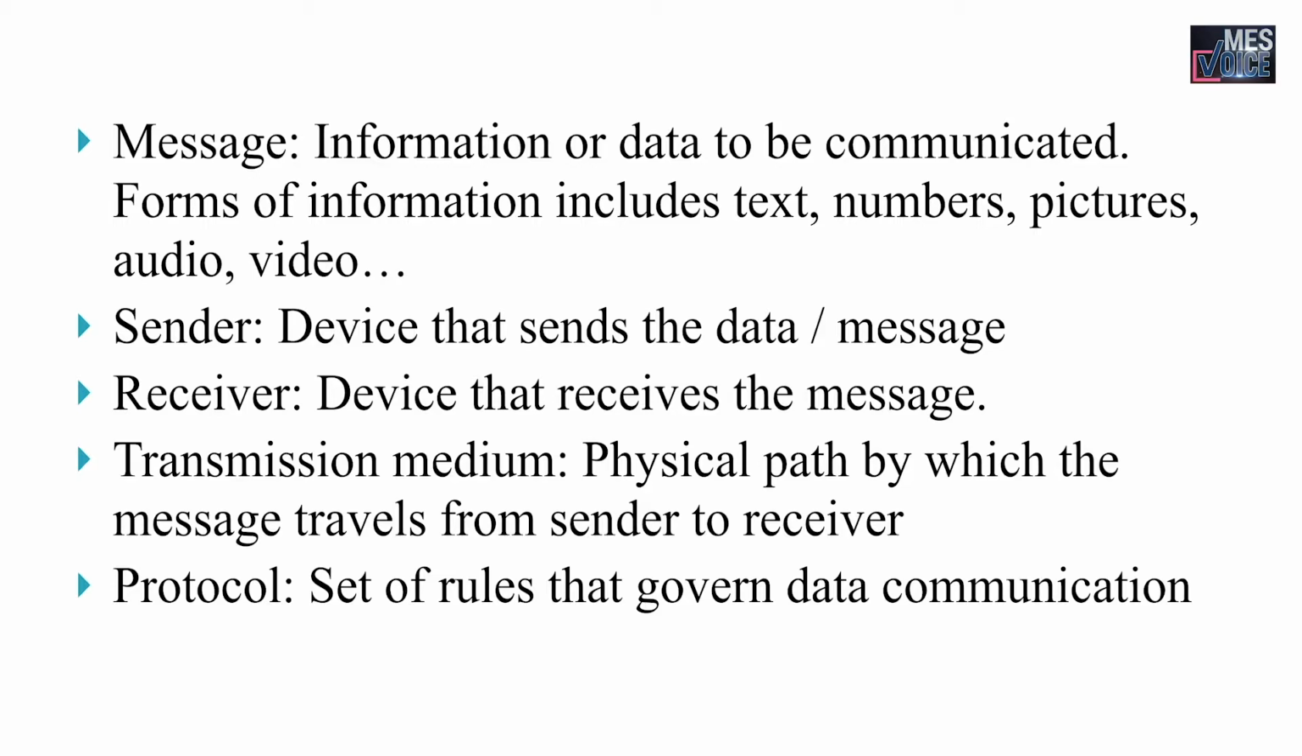The second component is sender. Sender is actually the device that sends or transmits the data or message to the other point. The third component is receiver. Receiver is the device that receives the message. The fourth component is the transmission medium. The transmission medium is the physical path by which the message travels from the sender to the receiver. It can be wired medium or wireless medium. And the fifth component of a communication system is the protocol. Protocol defines the set of rules that governs the data communication.